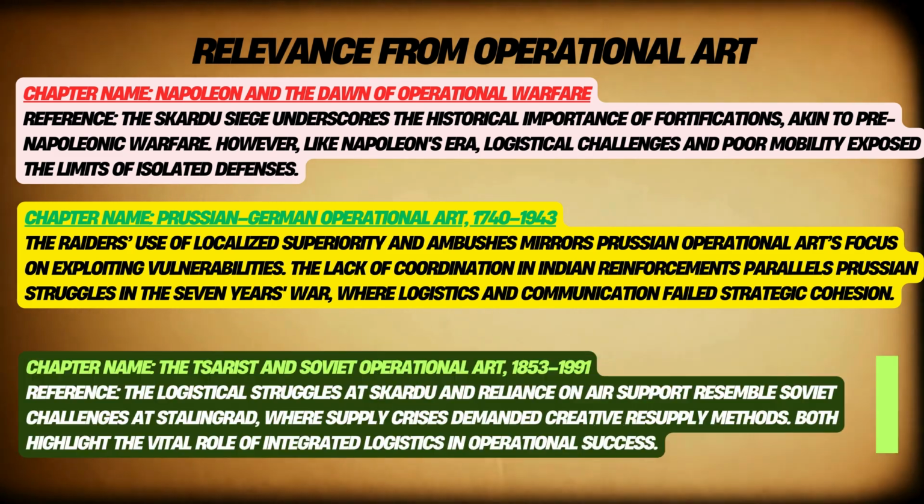Last is the Tsarist and Soviet Operational Art, 1853–1991. The logistical struggles at Skardu and the garrison's reliance on limited air support parallel Soviet challenges during the Battle of Stalingrad, where supply crises pushed for creative resupply methods. Both cases highlight the critical importance of integrated logistics in operational success. Without effective supply chains, sustaining operations becomes impossible, as seen in the final stages of the siege.